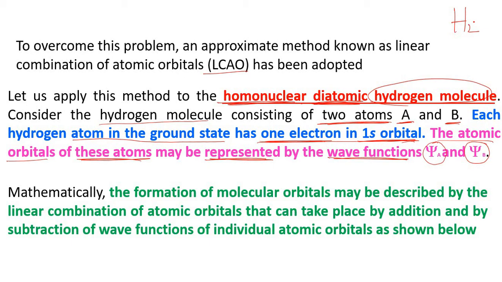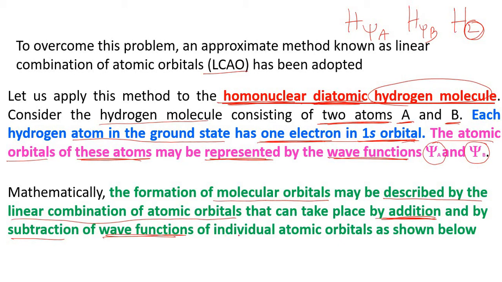Since I was saying here, two hydrogen atoms are there. One hydrogen atom will have one wave function abbreviated as psi of A, and similarly the other hydrogen atom will be abbreviated as psi of B. Mathematically, the formation of molecular orbitals may be described by linear combination of atomic orbitals. Now see, this is very important: that can take place by addition and by subtraction of wave functions of individual atomic orbitals, as shown below.